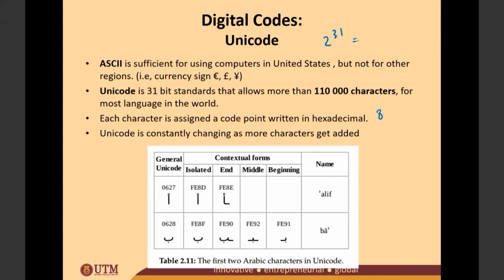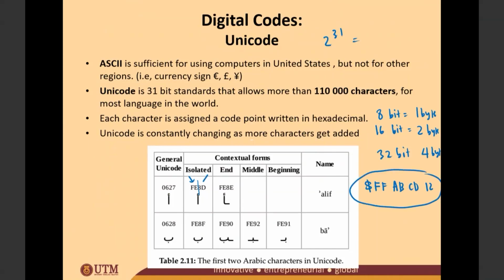Sebab kamu tahu 8 bit sama dengan 1 byte. 16 bit sama dengan 2 byte. So sekarang ni yang ni baru ada 1 byte, yang ni baru ada 2 byte. Kalau 32 bit, kamu ada 4 bytes. Kalau hexadecimal 4 byte ni dia macam ni lah. Kalau kamu tulis, contohnya saya ambil FF AB CD 12. So this is the 32 bit punya numbers dalam hexa.